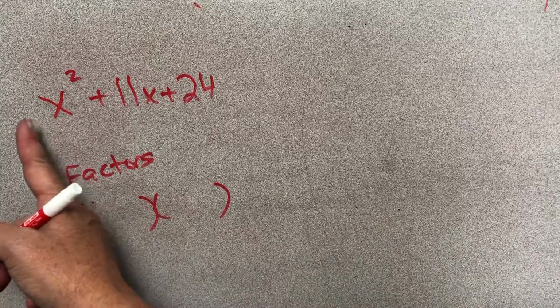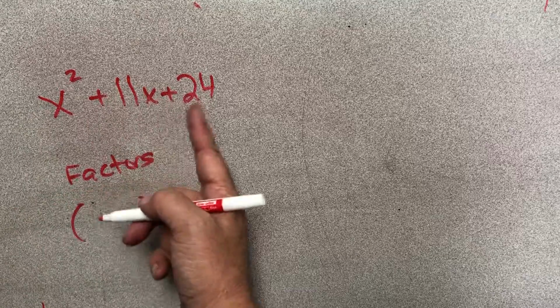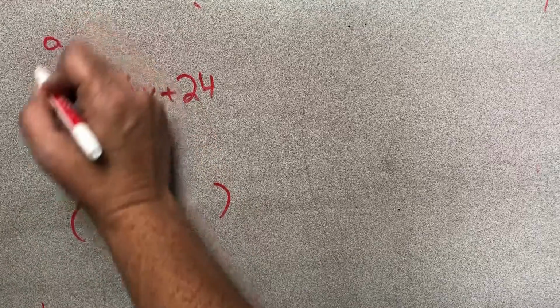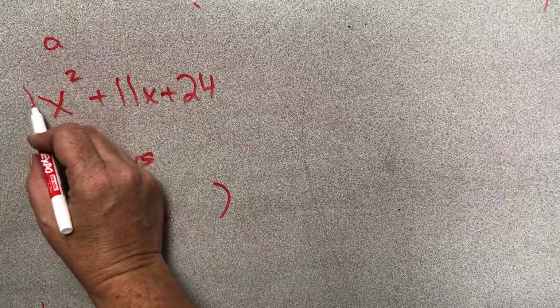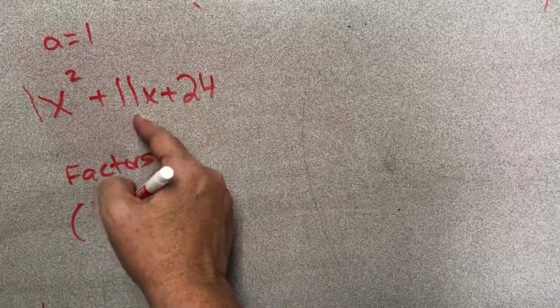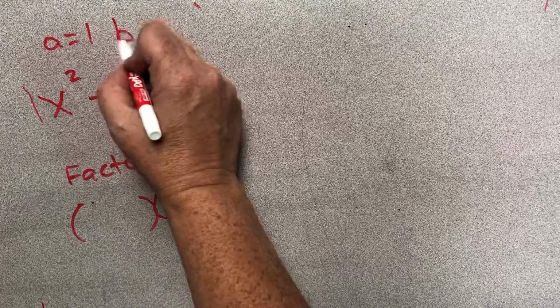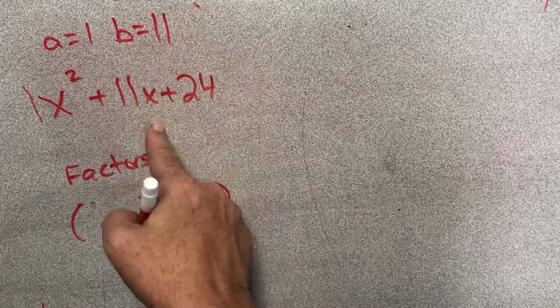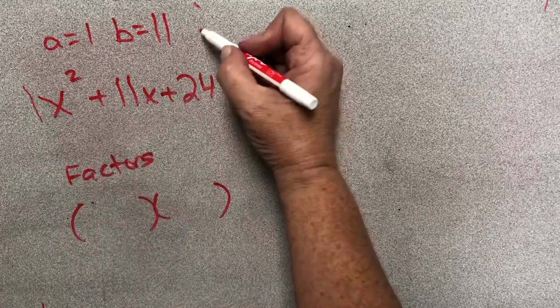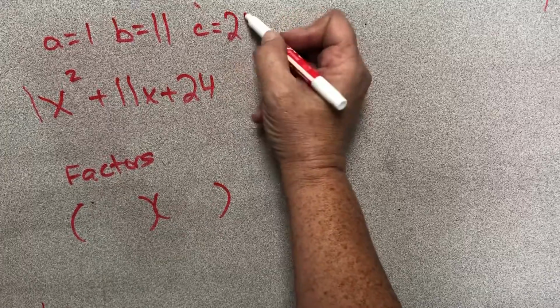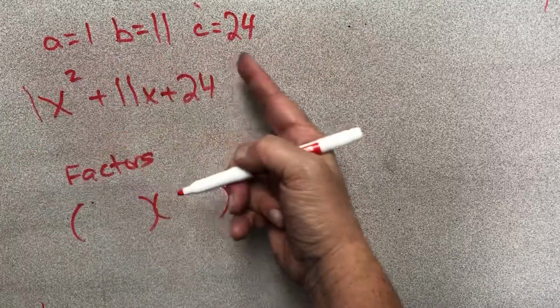The first thing we're going to do is label A, B, and C. A is the coefficient of x squared. For this week, it's always going to be a 1. B is the coefficient of x. So that's 11. Don't use the x, just use the coefficient. And C is 24. Please always include that step.